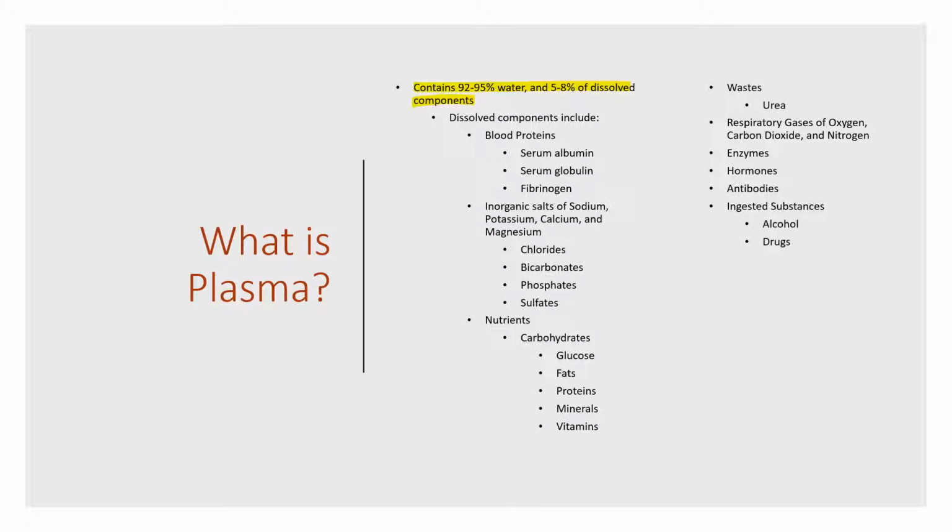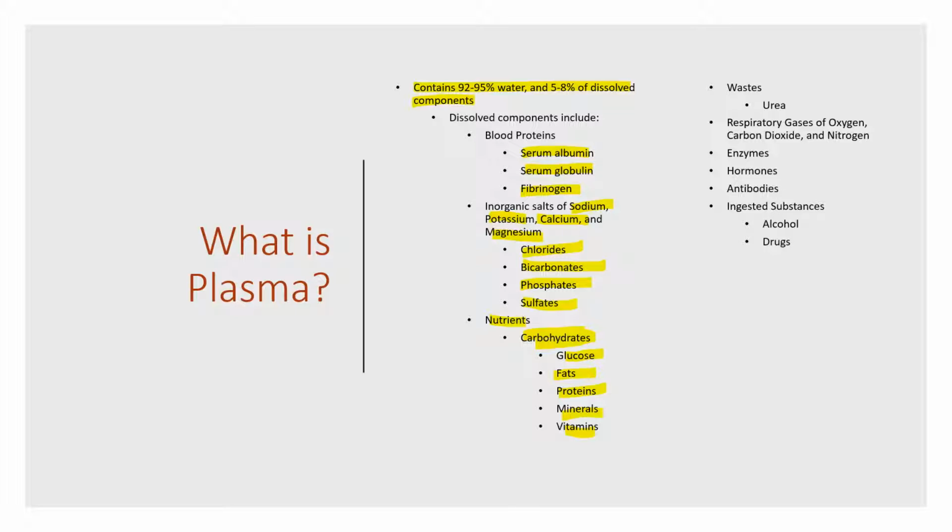Now, these dissolved components, there's quite a few of them, but blood proteins include serum albumin, which we've talked about, serum globulin, which we've also talked about, and fibrinogen, another one we've talked about. It also contains the inorganic salts of sodium, potassium, calcium, and magnesium, which would include the chlorides, the bicarbonates, the phosphates, and the sulfates. Additionally, it has nutrients, which would include the carbohydrates, and among those carbohydrates, you've got glucose, fats, proteins, minerals, vitamins, basic terms we've all heard.